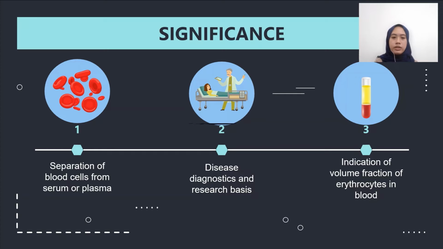The significance of centrifugation of blood sample are very broad and various, especially in clinical and laboratory sectors. One of the significances is centrifugation enables the separation of blood cells and other solid components such as fibrin from serum or plasma. It is important to separate the cellular and liquid portions of a blood specimen as soon as possible when the test requires a sample of serum or plasma.